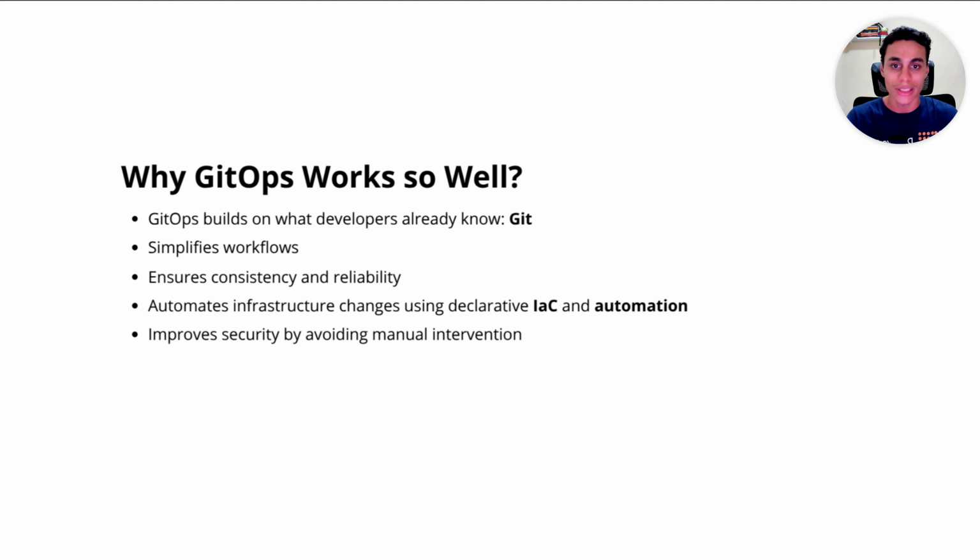You automate your entire system from the application to infrastructure changes. Everything is declarative using infrastructure as code tools like Terraform, Pulumi, or CloudFormation, any other infrastructure as code tool. And it's way more secure because there is no manual change involved. And now let's talk about how GitOps is implemented.